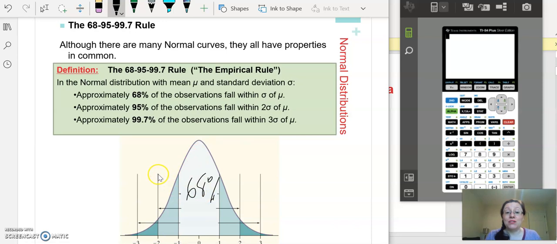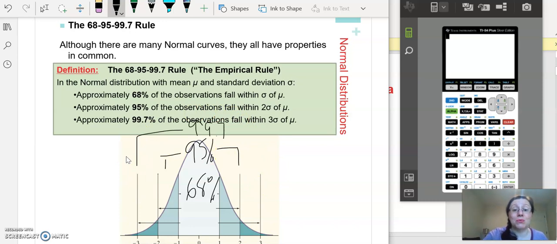Now, two standard deviations away from the mean, that's your 95%. Right? And lastly, you have your three standard deviations from the mean, and it's almost 100%. It's 99.7%. Okay, so that's what's called the empirical rule. 68, 95, 99.7. And that works for any normal curve, regardless of what the mean and the standard deviation are.